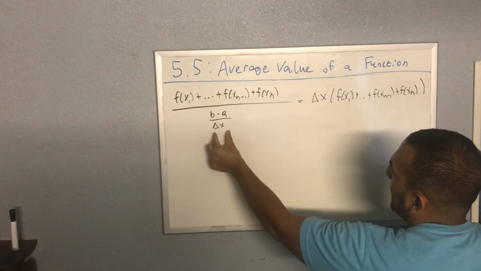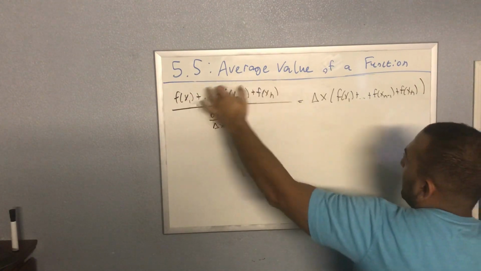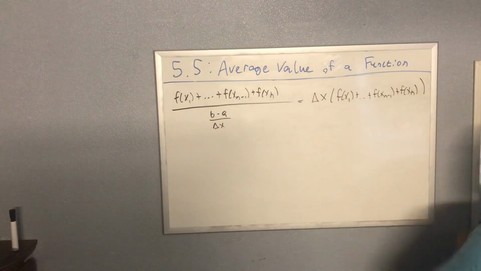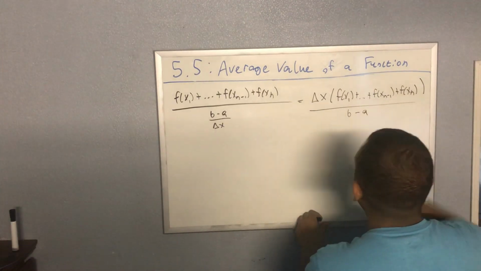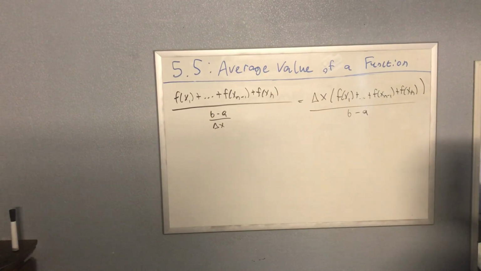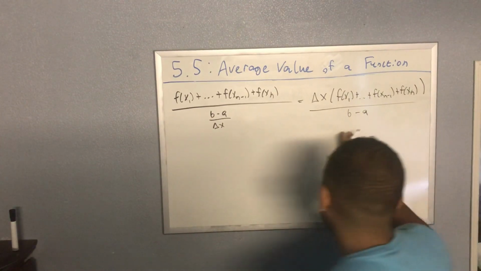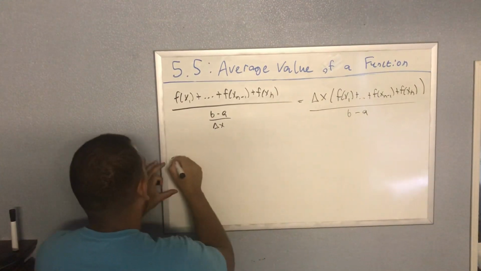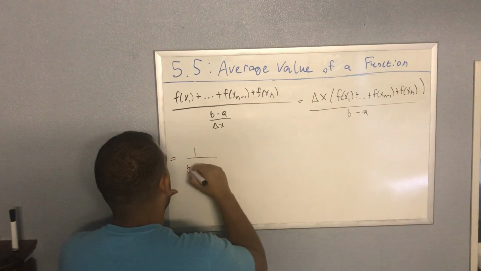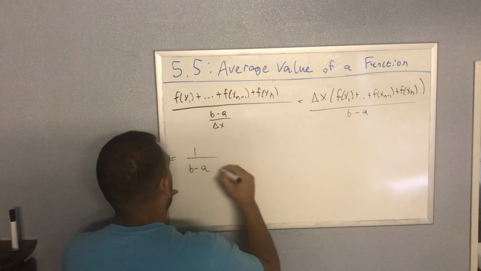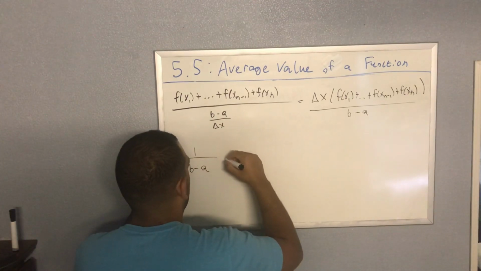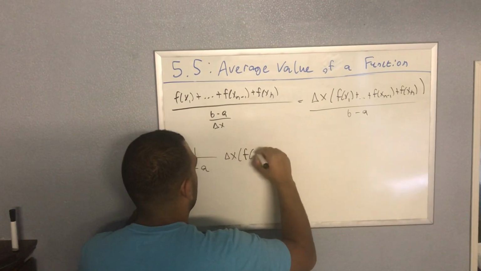So you take delta x, multiply it by this entire big sum here, and then you divide this by b minus a. Which now, instead of dividing by b minus a, we'll just write it as 1 over b minus a times delta x times this thing.